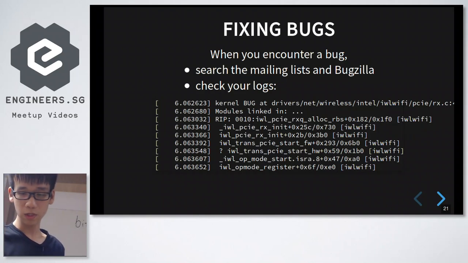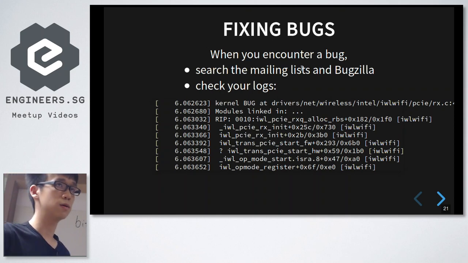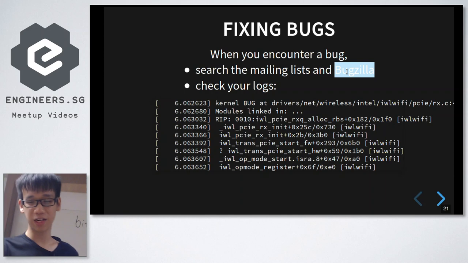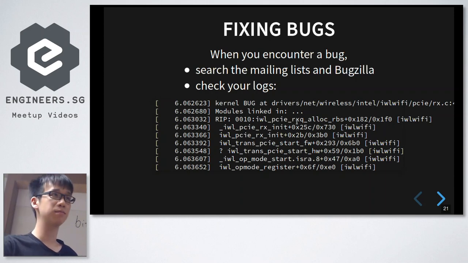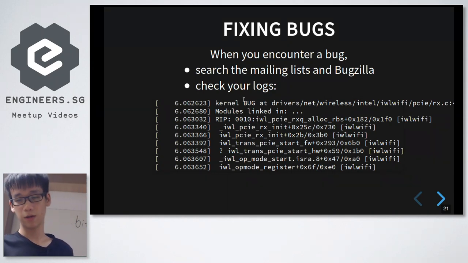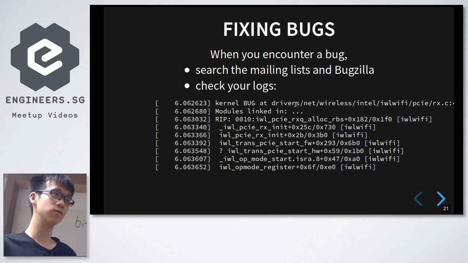If you figure out a fix, then you contribute that. When you encounter a bug, of course, you search the mailing list to see if anyone has encountered it, because most of the time someone has. But most of the time, there is no fix. Then check your log. Usually if there's an issue, there will be some log output, and that will give you a hint of where you should be looking.